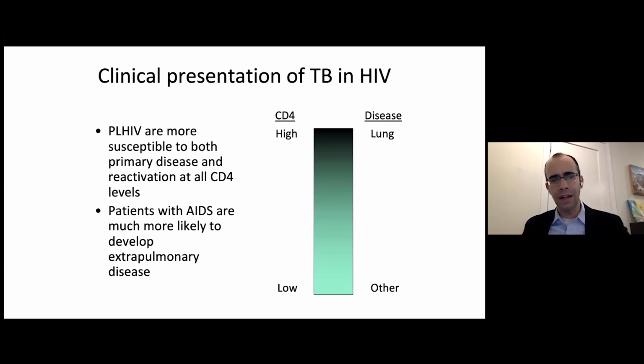2 pearls here are that people living with HIV are more susceptible to both primary disease and reactivation disease at all CD4 levels. That said, patients with AIDS, so low CD4 counts, are much more likely to develop extrapulmonary disease. But as your CD4 recovers, let's say somebody living with HIV who takes antiretroviral therapy, then the type of presentation becomes more like what is expected in somebody without HIV, which is really predominantly pulmonary TB.